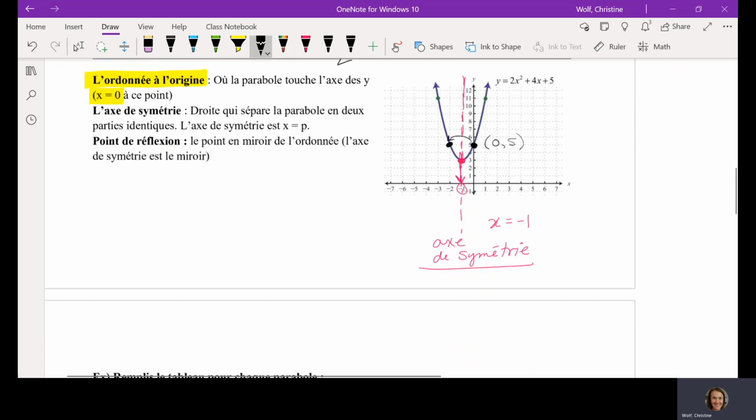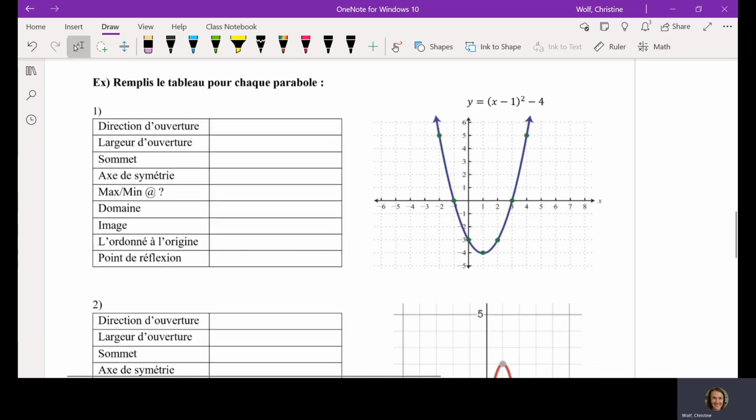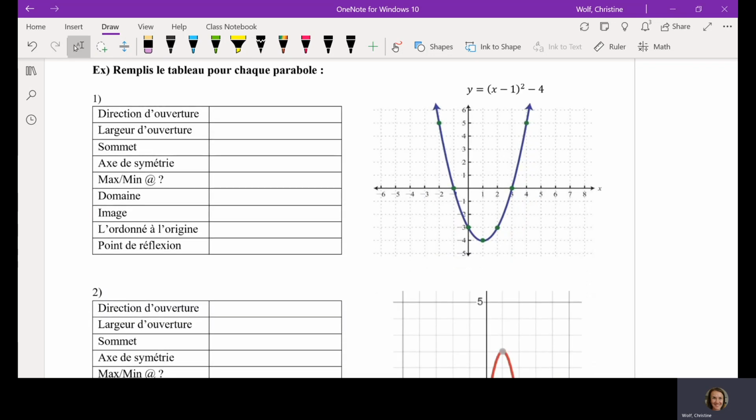OK, so voilà beaucoup d'informations. Maintenant, on a juste 3 exemples. J'allais vous donner un graphique et une équation peut-être pour chacun. Et on a besoin de remplir toute l'information. OK? So, exemple numéro 1 ici. Vous avez l'équation et aussi l'image. We have lots to work with here.